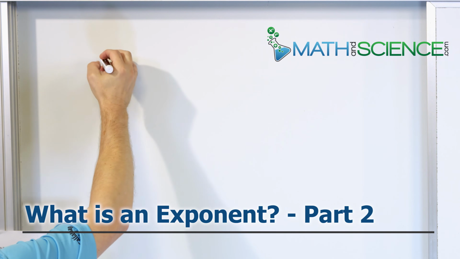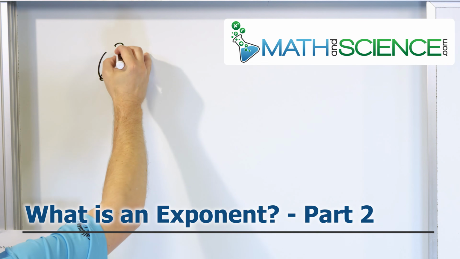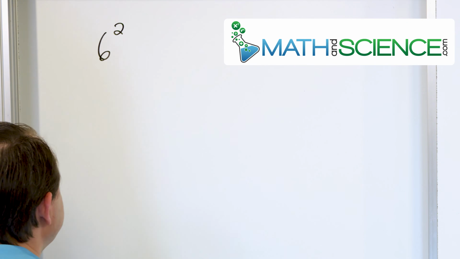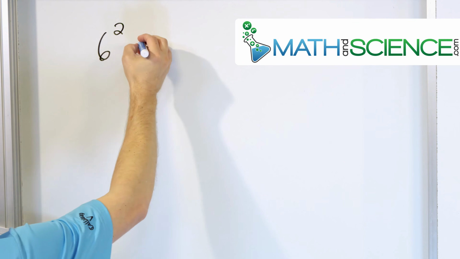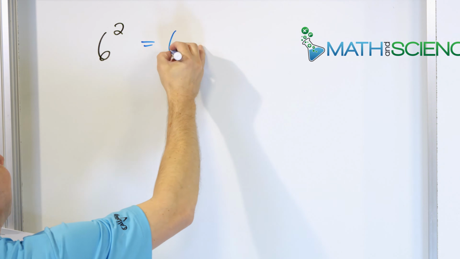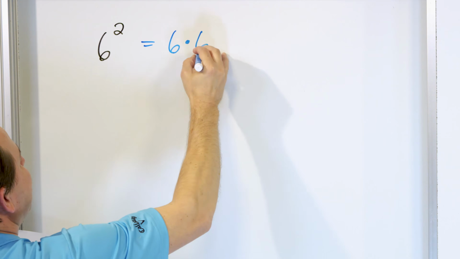So we have the following: 6 to the power of 2. 6 squared is another way of saying that. How do we simplify and write that and calculate that? Well, we're raising to the power of 2. We take the 6 and we multiply it by itself. And how many 6's do we have?